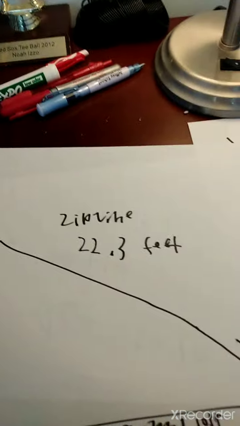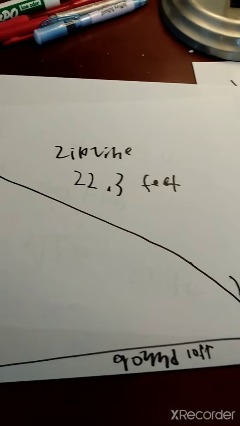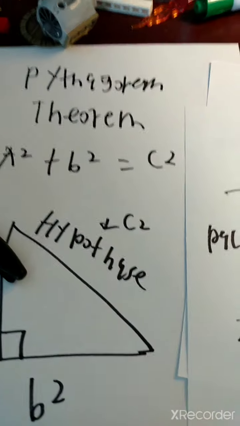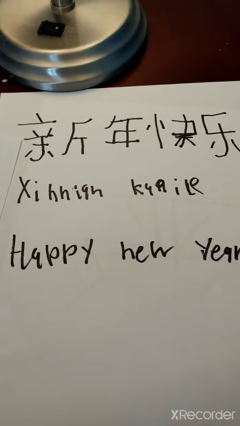Nice! The Emperor is saved and they completed their mission. That was one example for the Pythagorean theorem, and it also relates to the Chinese New Year.